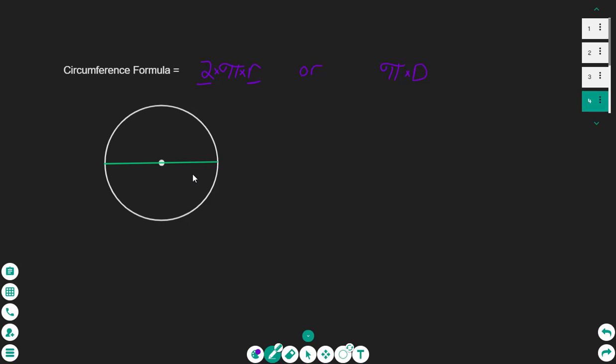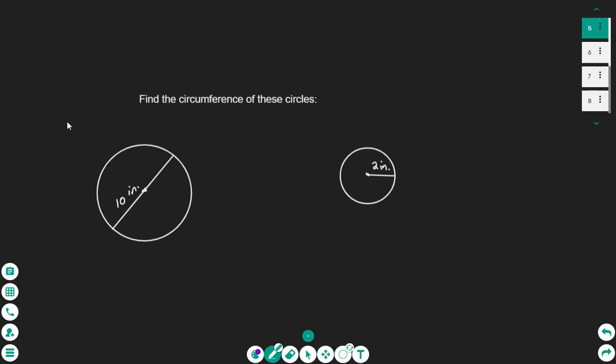Now let's go ahead and try to solve an actual problem here. So let's find the circumference of these circles. So here we have a circle with a diameter that's 10 inches. So how could we find the circumference? Well, let's use our formula that we just learned. So the formula was the circumference is equal to, since we have the diameter here, I'm going to use the diameter formula, pi times the diameter. Now, what is the diameter? The diameter is 10. So we could call this 10 times pi.